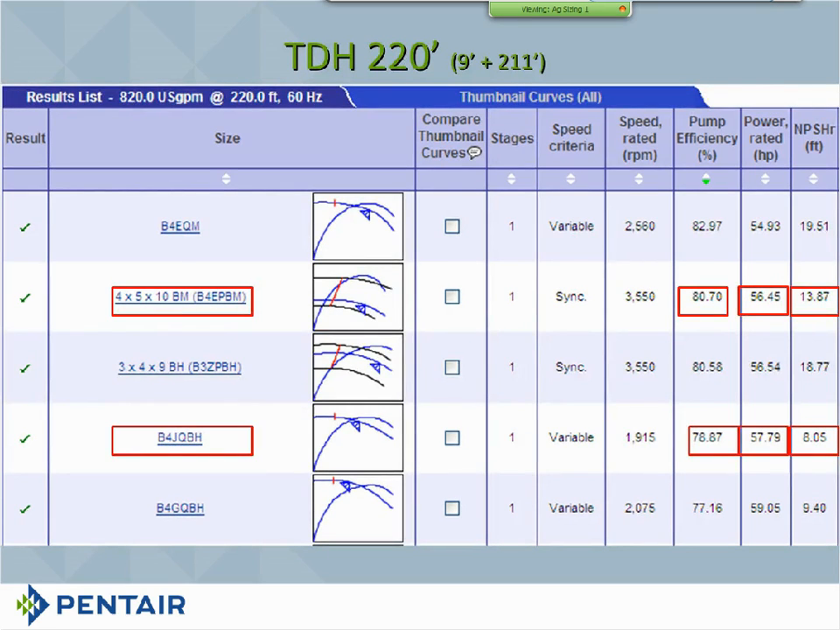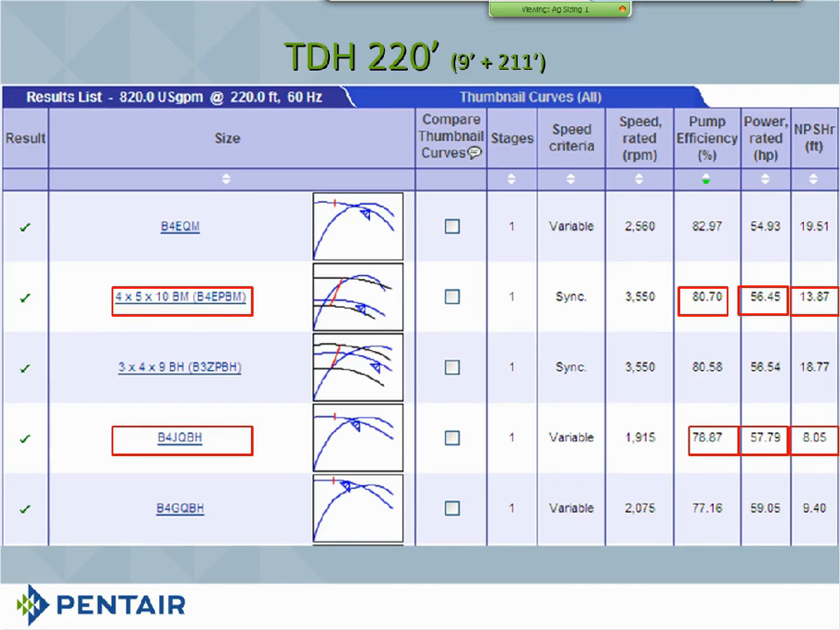Okay. If we look at the 8-inch pipe, where now we need 820 at 220, it picks the exact same pumps, but you'll notice the NPSHR on that B4EQM went up, which really does make it impossible to use that one now. The first one that we picked, the B4EPBM, you'll notice the efficiency there. The NPSHR pretty much stayed the same, and the power rating went down a little bit. Well, quite a bit to be honest. It's 56.45. It was almost 70 before.